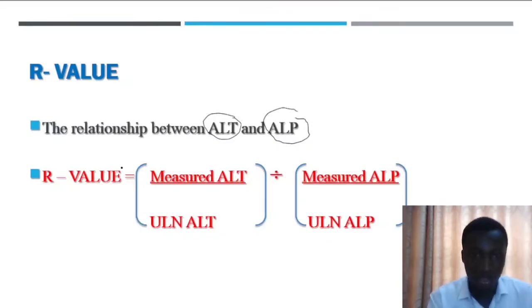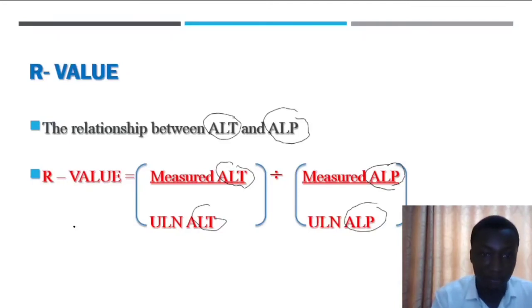So they said the R value is always equal to the measured ALT value, that is from the panel that you got, divided by the upper limit of normal ALT. Then you divide everything by the measured ALP level divided by the upper limit of normal of the ALP. So that was the formula that they proposed. If you check it, you realize that ALT, telling you hepatocellular injury, is on top, divided by ALP. So this is the numerator and this is the denominator. And so this is the formula that was proposed.